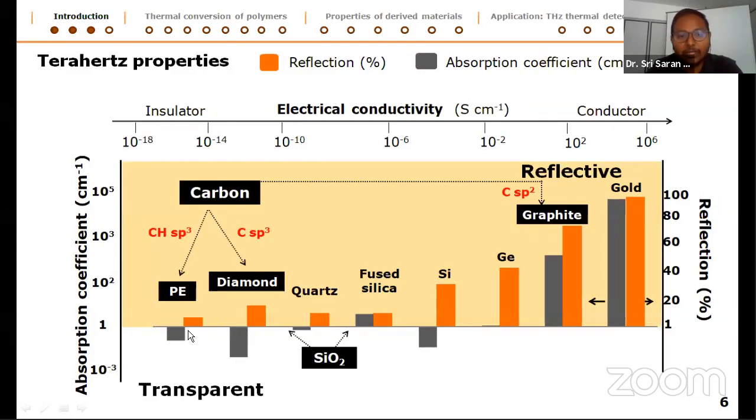are partially reflective. The most interesting thing here is if you notice only the carbon-based materials, even based on the allotropy, whether it is sp2 or sp3, the properties are totally different. Graphite with sp2 bonding is reflective and absorbing, whereas diamond is transparent and partially reflecting. Similarly, sp3 carbon that exists in organic polymers is also transparent. So now we have to find a balance between the transparent and the absorbing material.